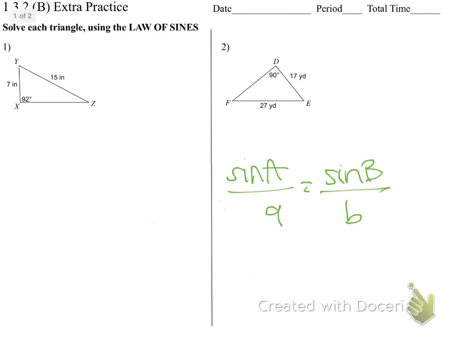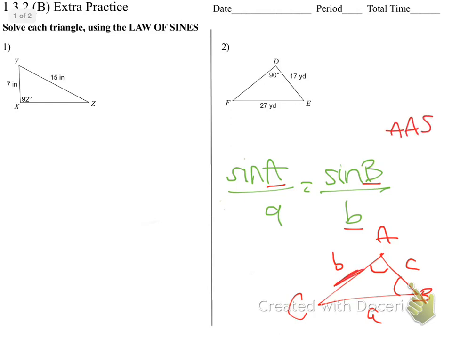All right. So basically, to solve an equation, we need to have only one unknown. So we need to know at least two angles and one side. So if we have a triangle, A, B, C, and this is side A, B, C. If we know the angle A, we know angle B, and we know this side, then that's angle, angle, side.